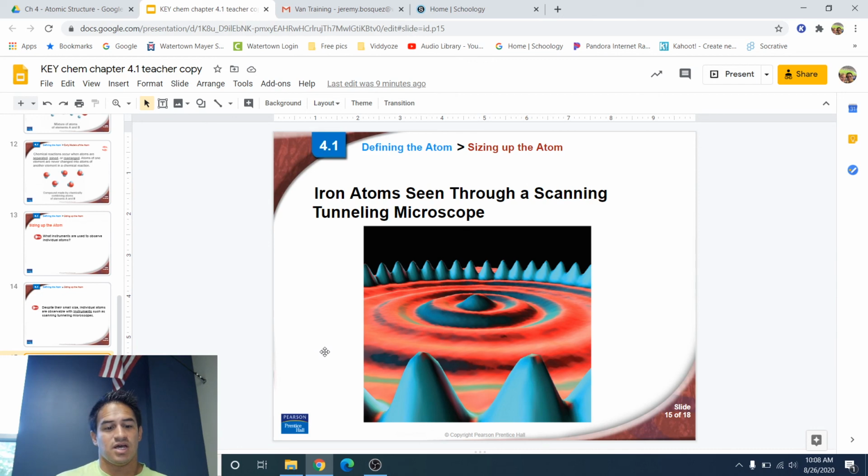So, yeah, that's basically it for this section. Again, the main takeaways are the two scientists that came up with most of the ideas of atoms: John Dalton's atomic theory and what it says, and of course, Democritus and the idea of the word atom and where it originated from.